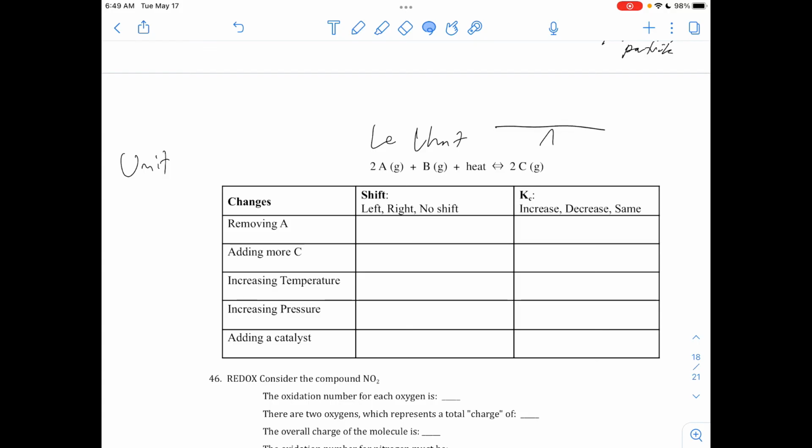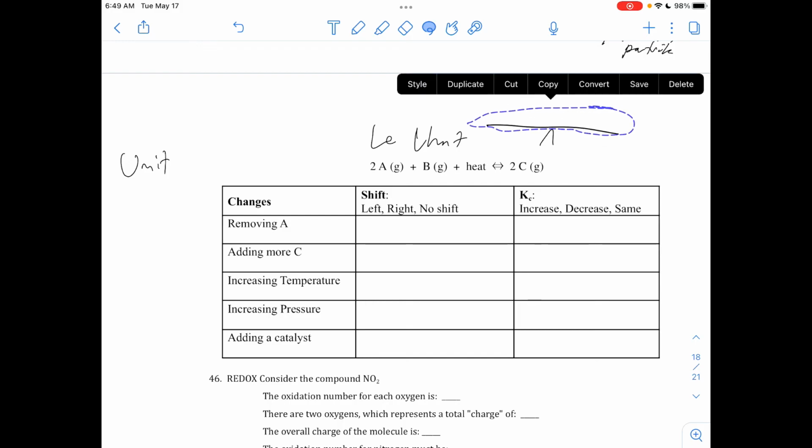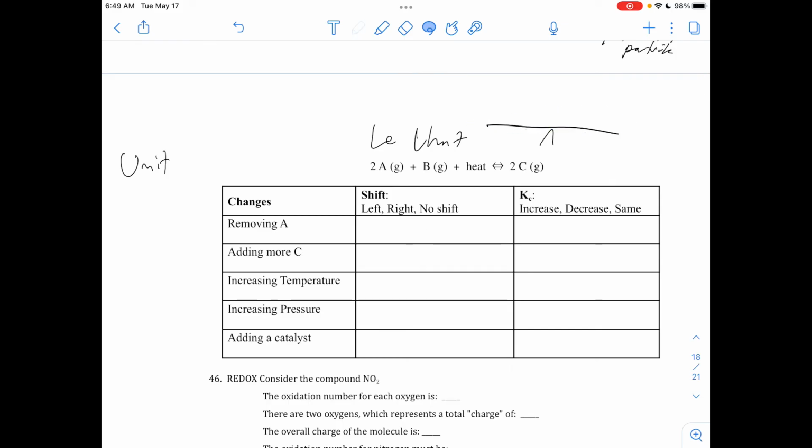If I add more C, same thing, I make the right side heavier, and so to balance it out, it's going to shift to the left. Okay, so it's going to shift to the left. Not the KEQ, same thing as KEC, doesn't change unless there's temperature. So I can just kind of negate those. Adding more C is going to shift it that way too.